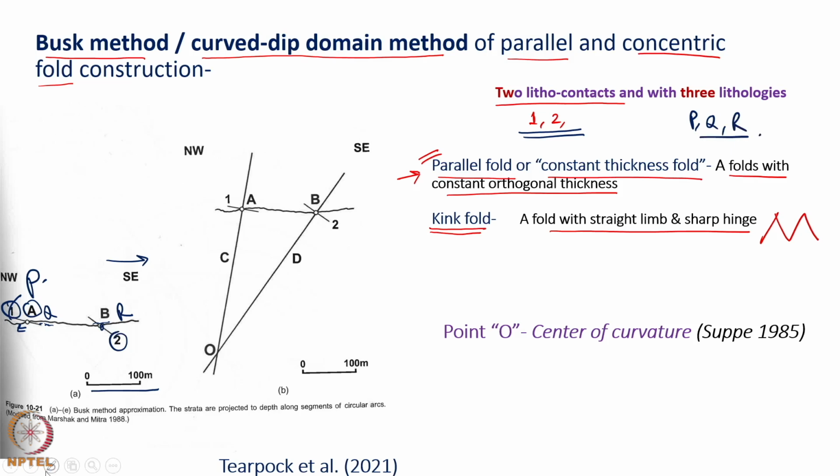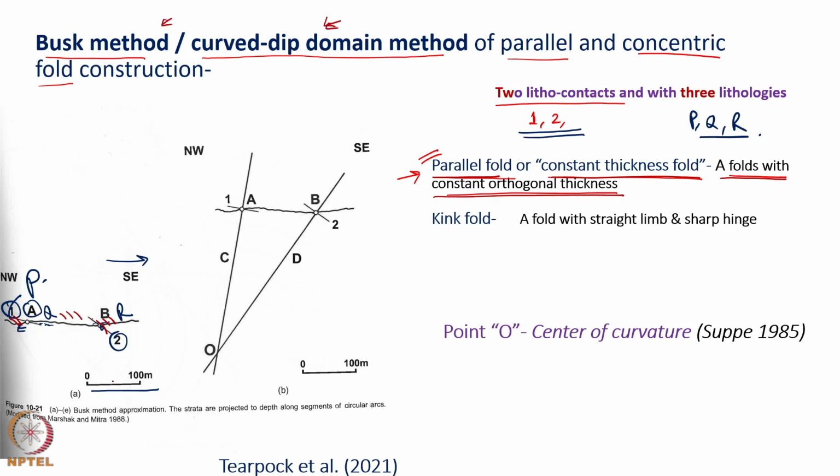Suppose we are getting indication during field work that the lithology is folded. These are the folded Q layers, with some folding within R also, and the folding pattern looks like parallel folds. That means they are constant thickness folds. These are folds with constant orthogonal thickness. Now, here we will apply the Busk method or the curved dip domain method. It is an old practice in structural geology where parallel and concentric folds are produced.